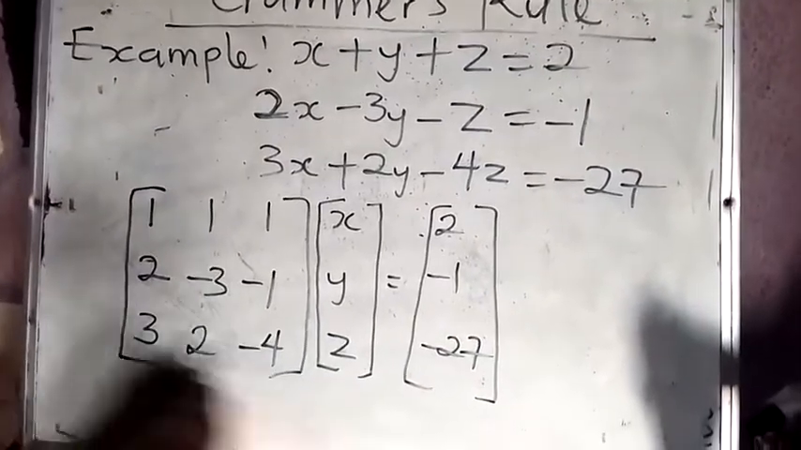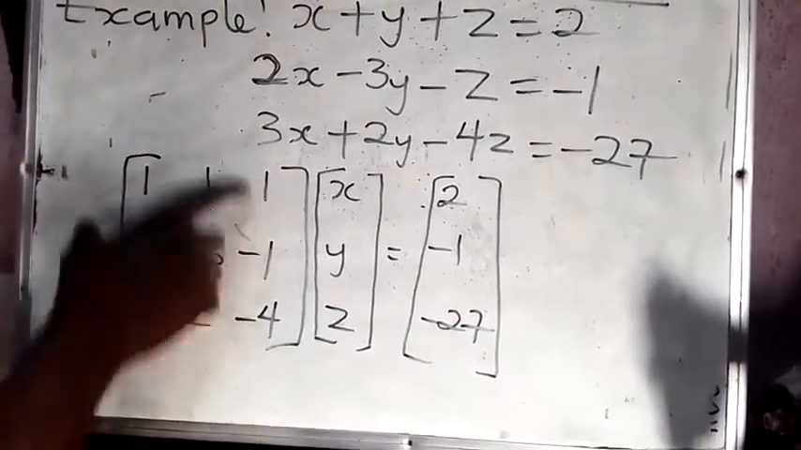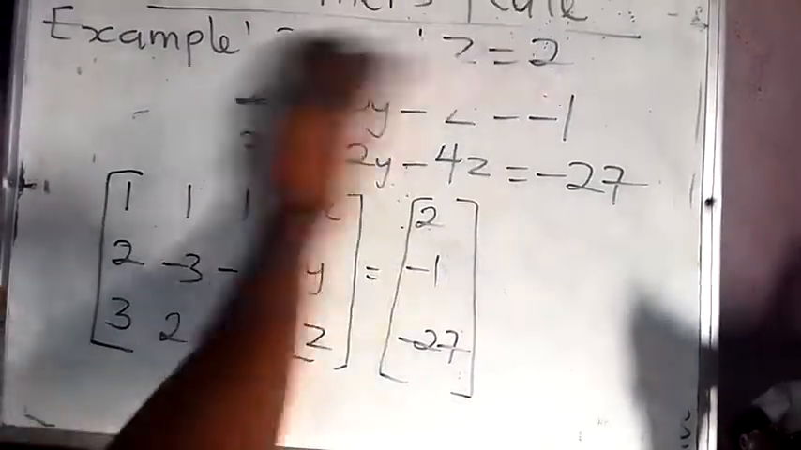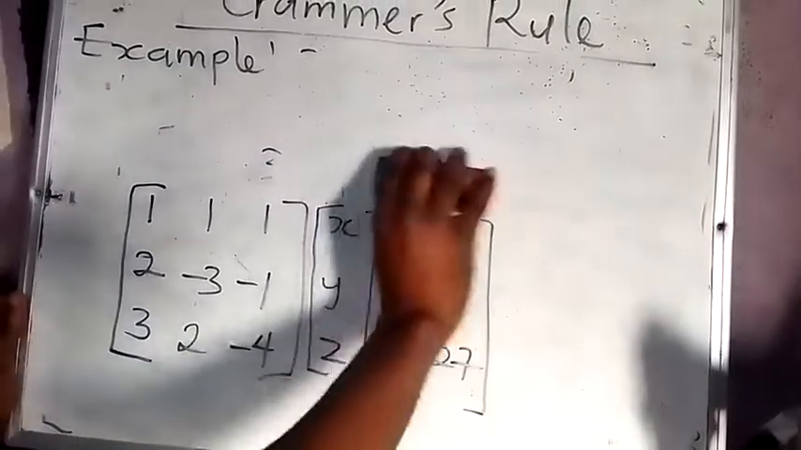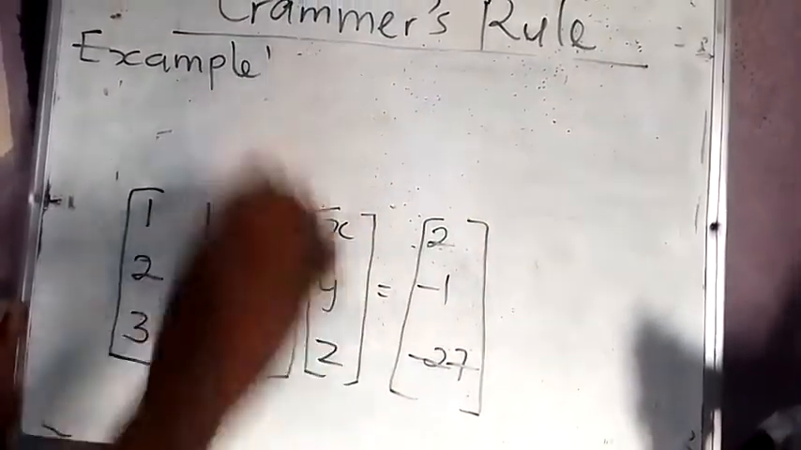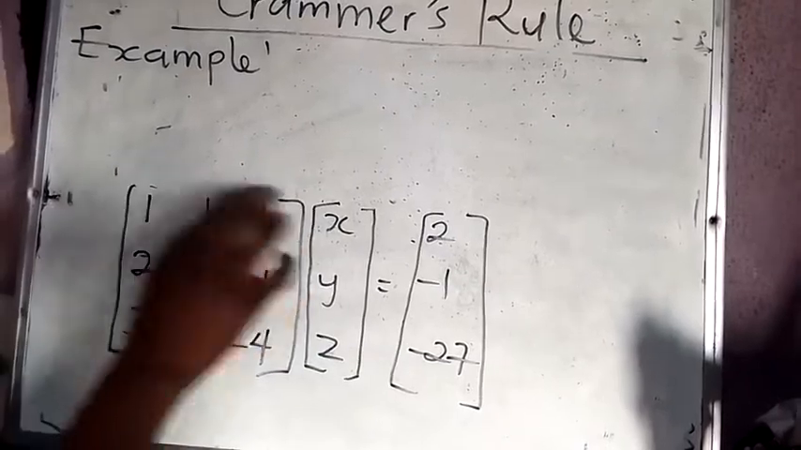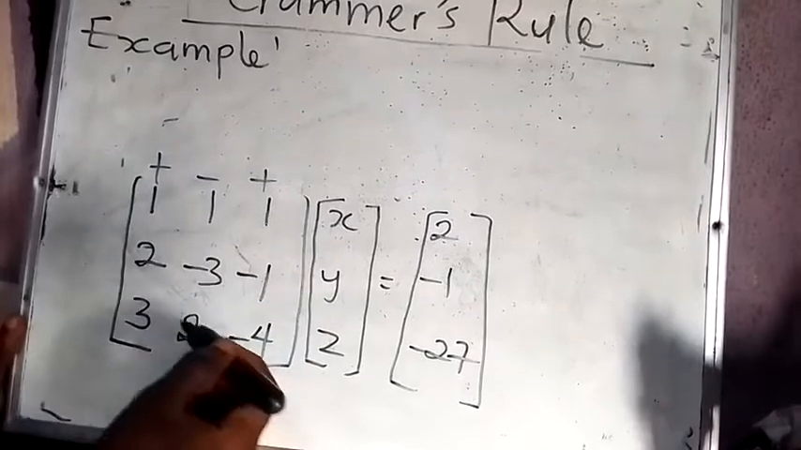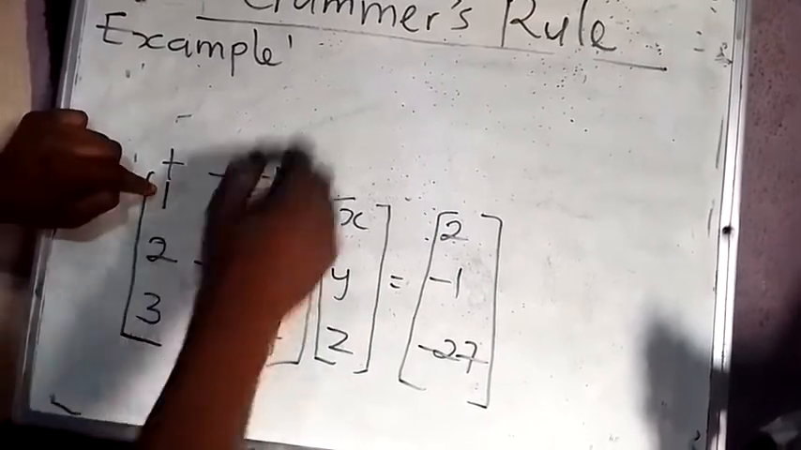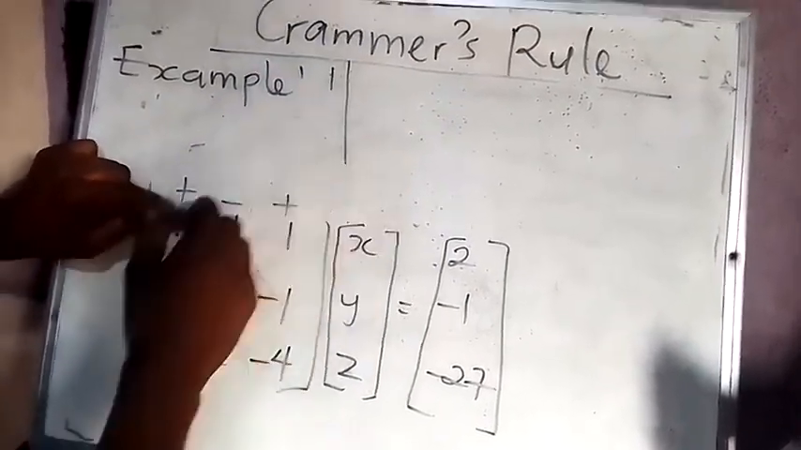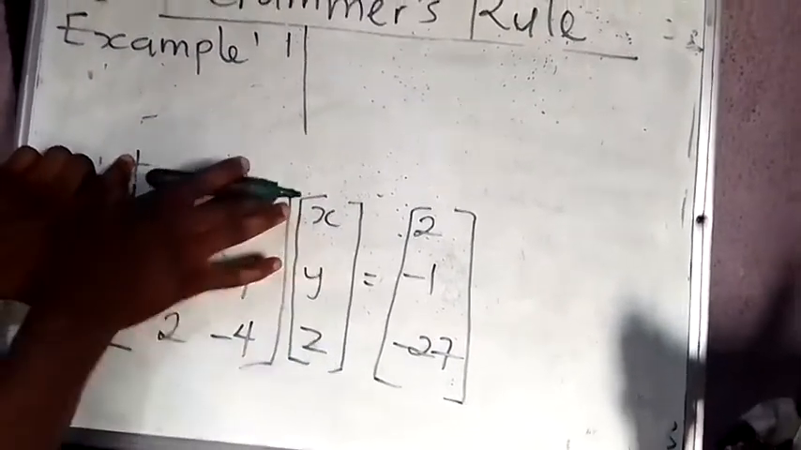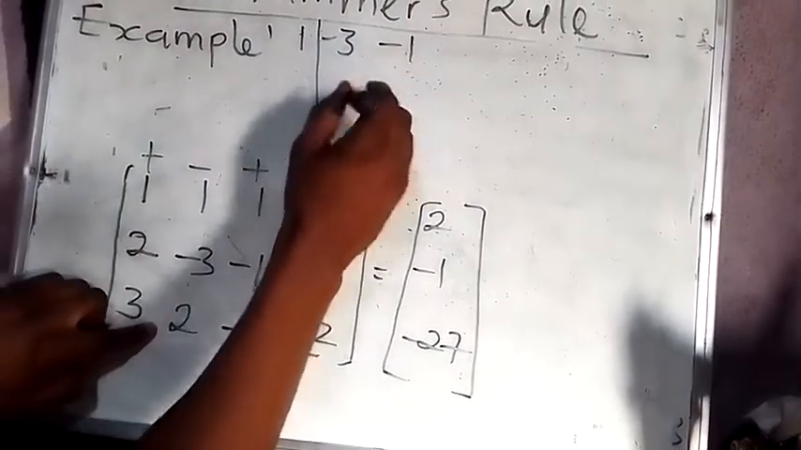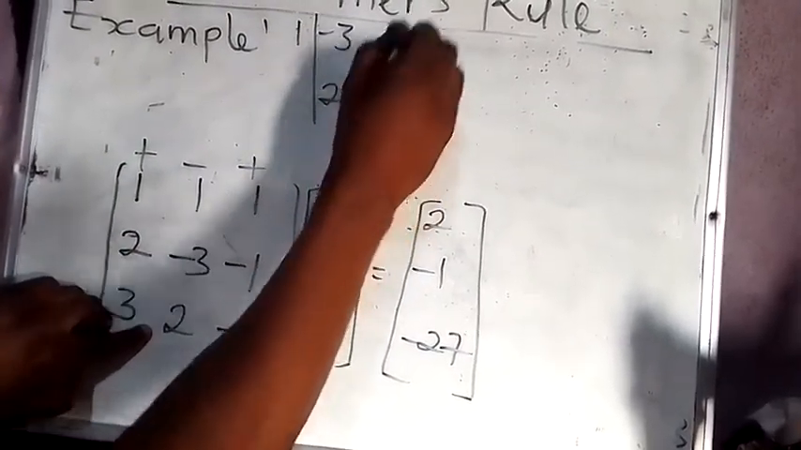Now what we do is, like we did the other time, you find the determinant for this. First, find the determinant for this. And when you are finding the determinant, you go plus, minus, plus. I believe you don't forget that. You take the first number, which is 1. You cross the vertical and the horizontal of the first number. We have minus 3, minus 1, 2, minus 4.